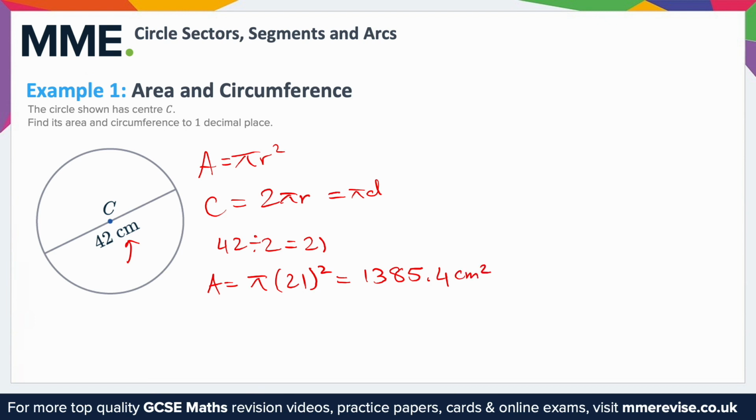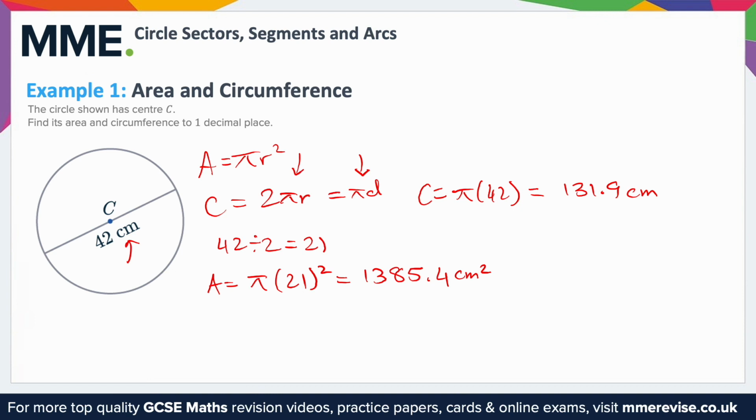Finding the circumference, we can use either of these now, because we know the diameter is 42, but we also know the radius is 21, so it doesn't matter which one we need. Let's use pi d because we're given d in the question. So let's do pi times 42, and this will give you 131.9 to one decimal place. And remember, the circumference is a length, it's the distance all the way around, so it'll just be in centimetres.